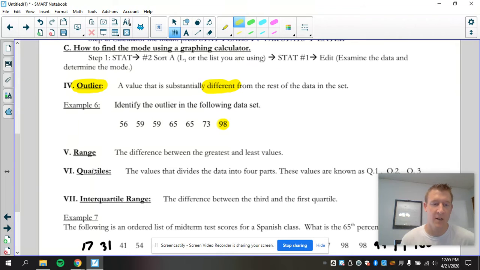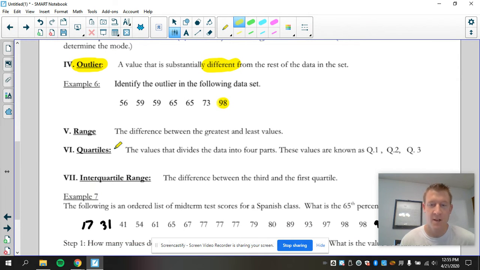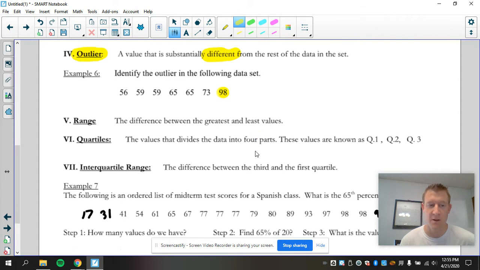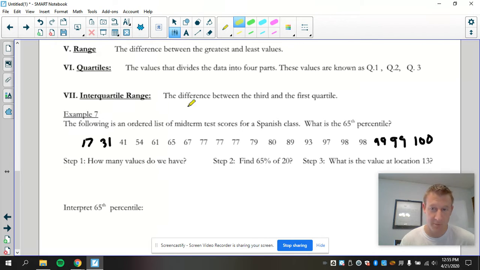We're going to skip the range, but again, if you want to do it, it's just the greatest minus the smallest. But there are no problems like that at all for mine. Quartiles, we're going to get to that. It breaks up into 4 parts. We can do that at the end because we're going to do that for some box and whisker plots. We're going to skip this part.